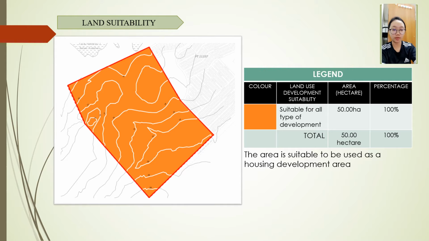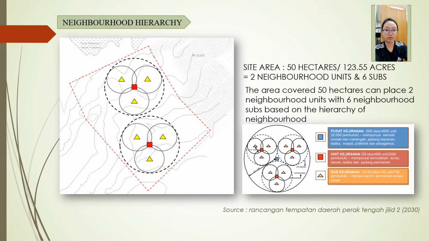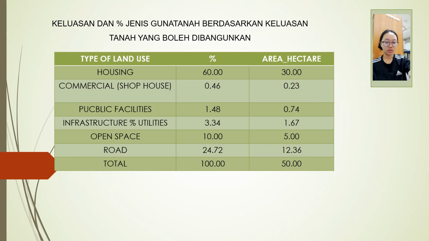This is land suitability. This area is 50 hectares and the area is suitable to be used as a housing development area. This is the neighborhood hierarchy. As we can see, the area covering 50 hectares can place 2 neighborhood units with 6 neighborhood subs based on the hierarchy of neighborhood. This is the type of land use that we can develop: housing, commercial, public facility, infrastructure and utilities, open space, and road.